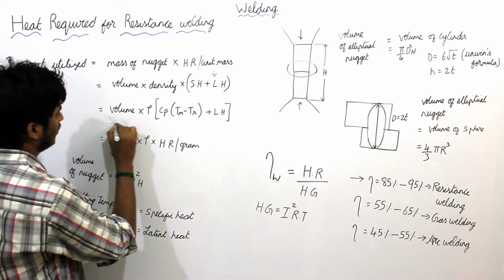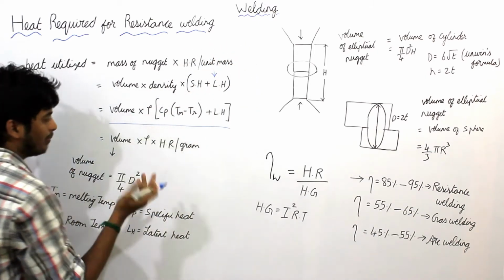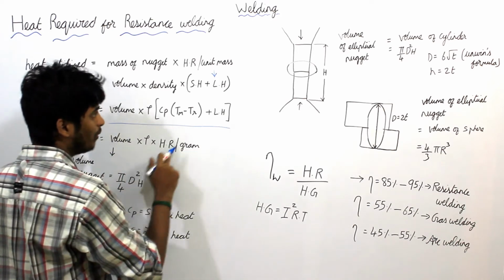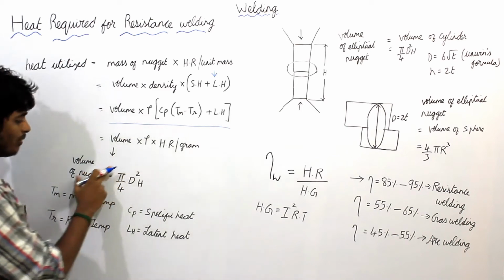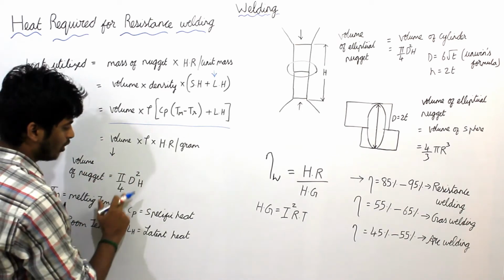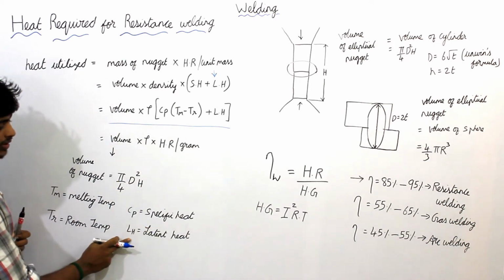This is important for solving problems. You have to know all these things. Sometimes in the question they will directly give the heat required per gram also, and I have to take that. And the volume of nugget is given by pi by 4 d square into h. Cp is specific heat, LH is latent heat.